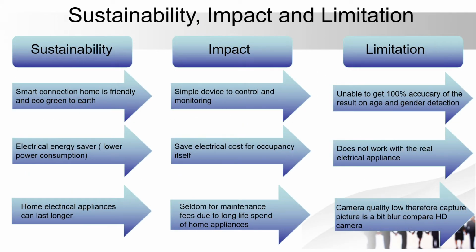Sustainability, impact and limitation. Sustainability. Smart connection home is friendly and eco-green to the earth. Furthermore, it is an electrical energy saver with lower power consumption, and home electrical appliances can last longer. Impact. A simple device to control and monitor. It saves electrical costs for occupants themselves, and the maintenance fees for home electrical appliances will be lower and lower because they have a long lifespan.